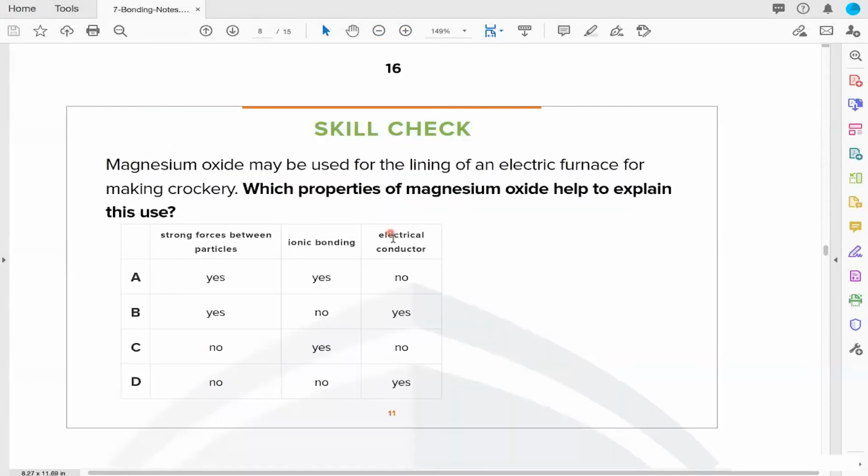Okay, so for this question, it asks which lining is suitable for electrical furnaces. We need something that will withstand high temperature, and we need something that does not conduct electricity, because we want it to be lining the furnace. We don't want it to use the electricity that we have. So strong forces are there, which will give it a high melting point. So that's one. Yes. Ionic bonding, yes, because it will not conduct electricity as solid. And electrical conductor, of course, it's not a conductor. Okay, so the answer is A.